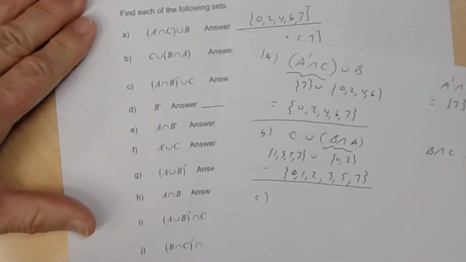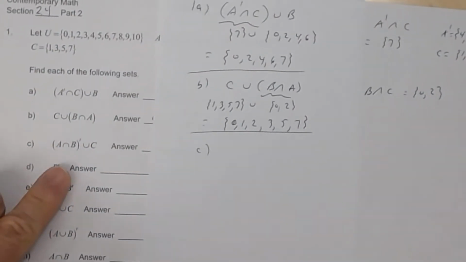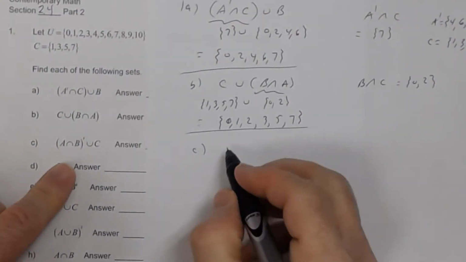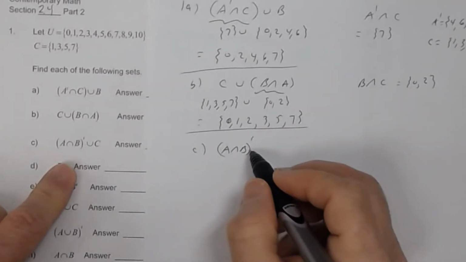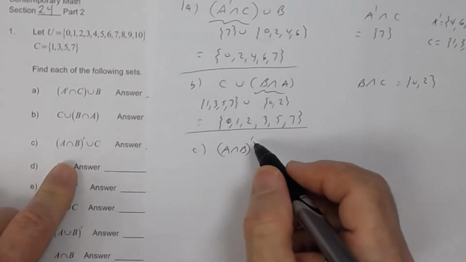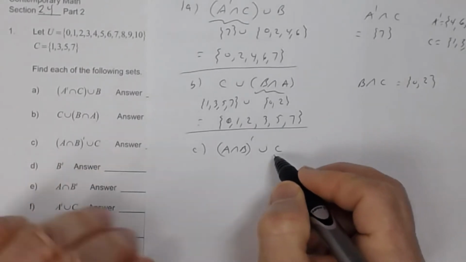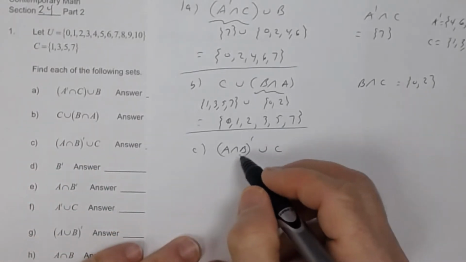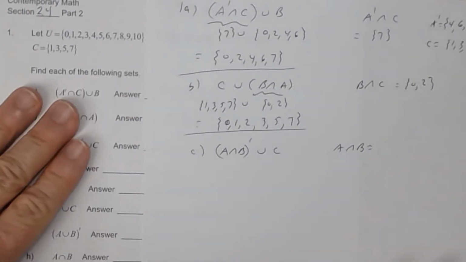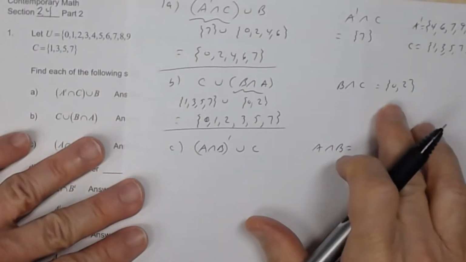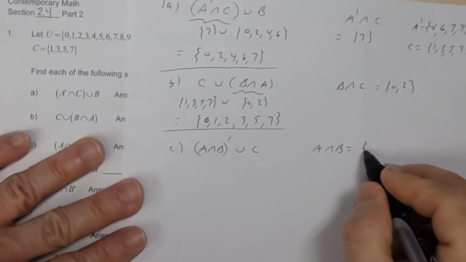All right, C, you're trying to find A intersect B complement. Notice that the complement's on the outside. Union C. All right, so remember, do it inside the parentheses first. So let's find A intersect B. I'm going to go to A and B and look at the intersection, but we already found it. That's this right here. So I'm just going to list it.